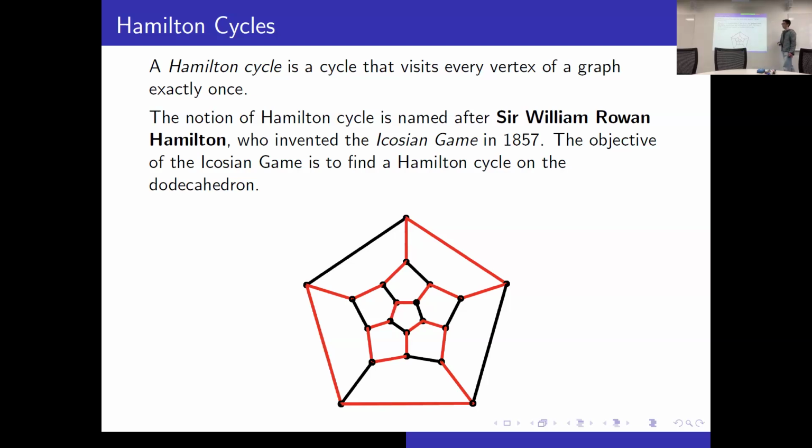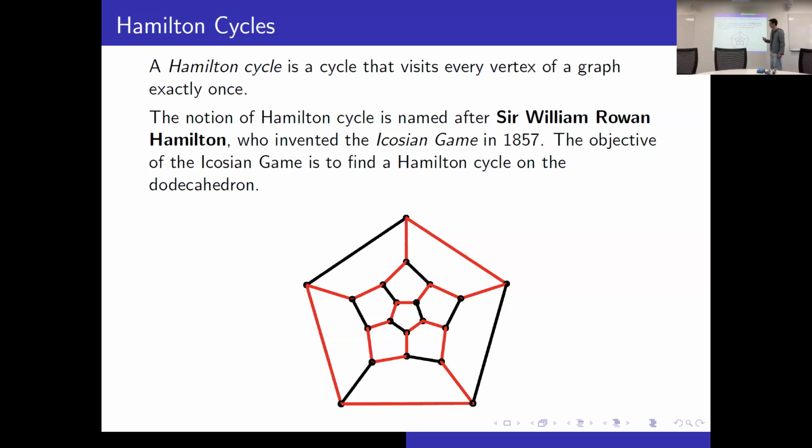Here we have the graph of the dodecahedron. Is the dodecahedron embedded on the plane? And the red edges form a Hamilton cycle. You can see that it visits every vertex exactly once, so it's a Hamilton cycle. It was introduced by Sir William Rowan Hamilton, who invented a game called the Icosian game in 1857.